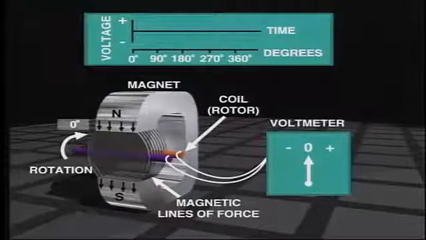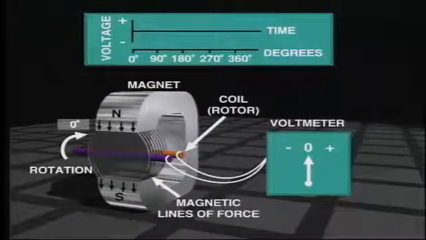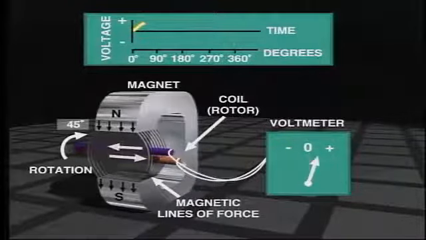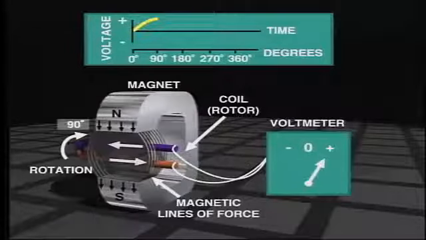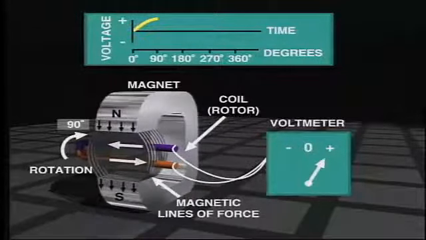At 0 degrees, the coil is not cutting any magnetic flux at all, and therefore the induced voltage is 0. The value of induced voltage is maximum when the coil is in the 90-degree position, because here we have the maximum rate of cutting magnetic lines of force.